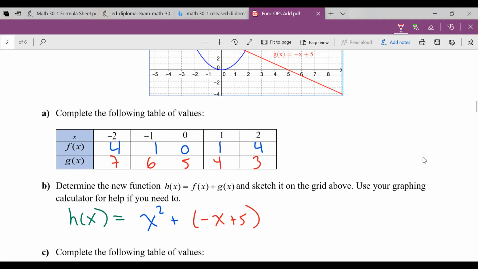Okay, well, look at that. We just get ourselves a new parabola, don't we? Our new parabola is going to look something like this. I'm just going to write it sideways here. Our new parabola is going to be this. Okay, what I want you to do, pick up your graphing calculator, graph it. I want you to look at the graph and sketch it on the grid above.